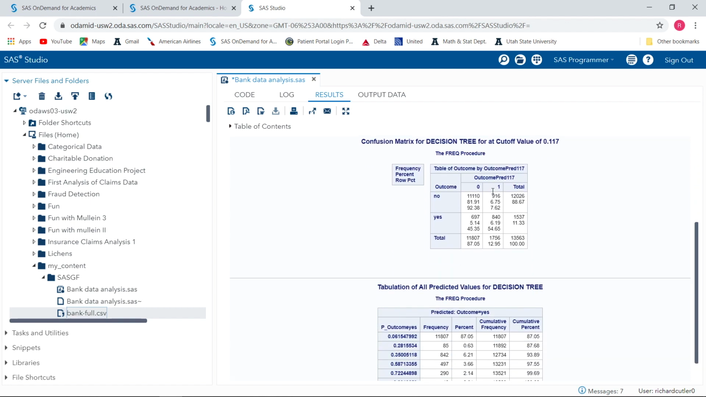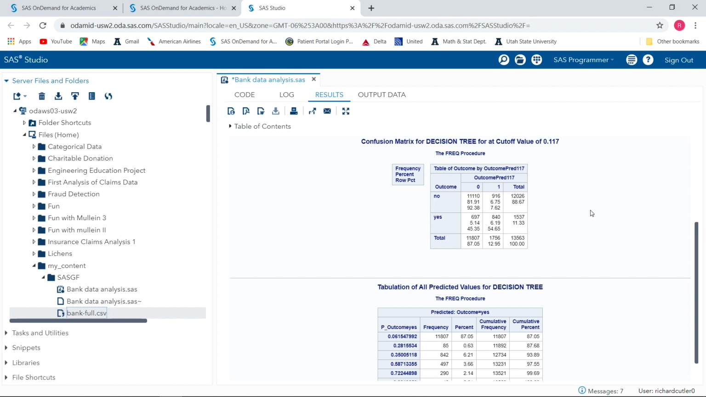If we use a cutoff of 0.117, then the situation is much better. Okay, so the sensitivity is now over 50% at nearly 55%, and that's entailed a small loss in the specificity from 97% down to 92%. I still would like to do better with the sensitivity, and I'm wondering what one could do.